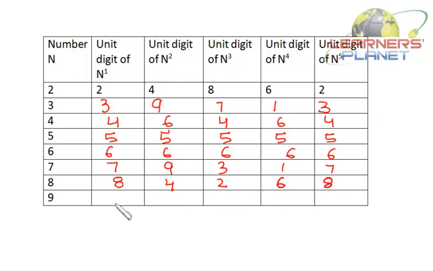Similarly, the case of 9. 9 ones are 9. 9 nines are 81. 1 nine is 9. Then 9 nines are 81. So in case of 9, we'll be getting 9 1 9 1 9. So if 9 is raised to an odd power, then it will produce 9. If 9 is raised to an even power, it will produce 1.